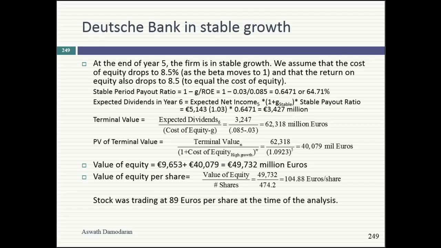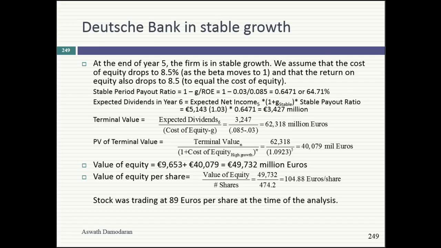When you do valuation, there will always be these multiple costs of equity and costs of capital floating around. So right now you have a high cost of capital. In terminal value, you have a low cost of capital. Once you get the terminal value, to bring it back to today, you revert back to the high cost of capital, because you've got to live through the first 5 years to get to your terminal value. That's my present value of my terminal value. Add those to the value of my dividends, I get a value for the equity of 49.7 billion. Divide by the number of shares, I get a value per share of about 105 euros per share.